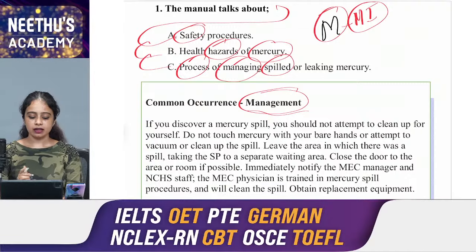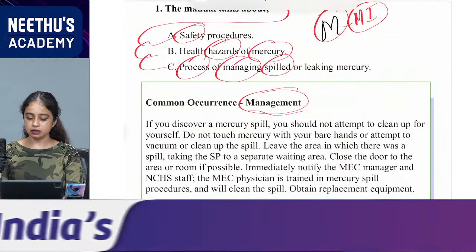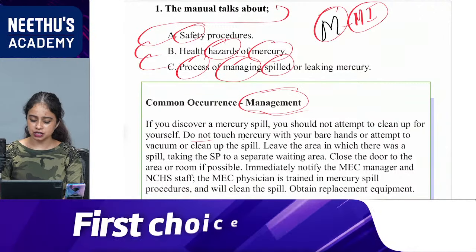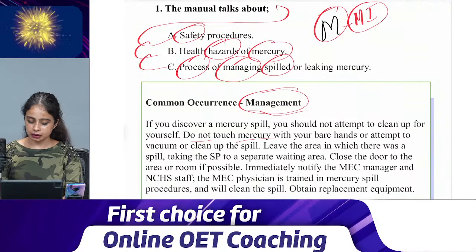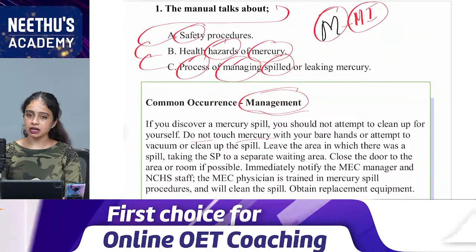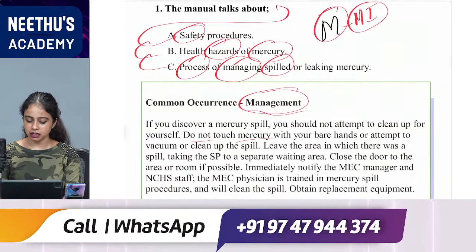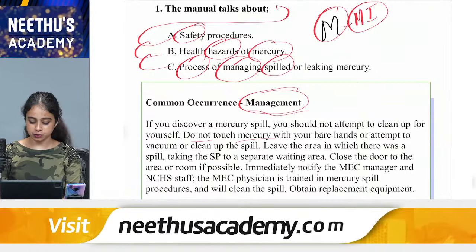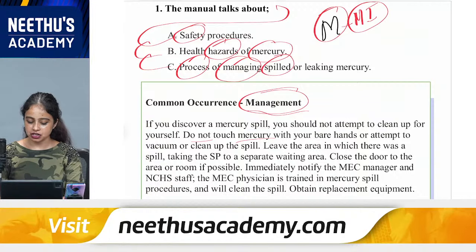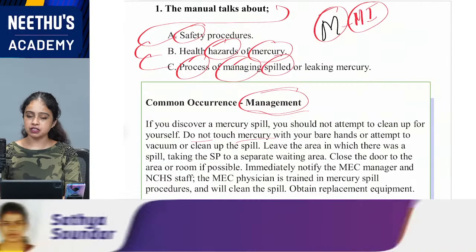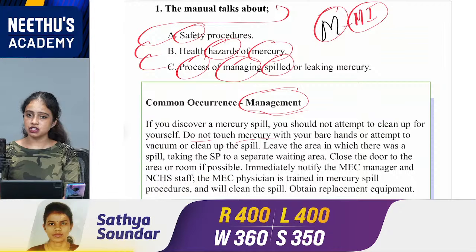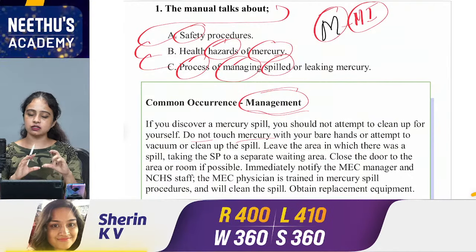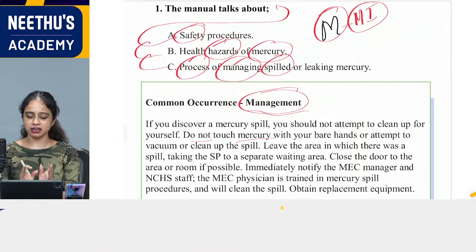Then, if you discover a mercury spill, you should not attempt to clean up yourself. Do not touch mercury with your bare hands or attempt to vacuum or clean up the spill. Leave the area in which there was a spill, taking the staff to a separate waiting area. Close the door to the area or room if possible. Immediately notify the manager and staff. The physician is trained in mercury spill procedures and will clean the spill. Obtain replacement equipment. So such a very small question, very small options and very small paragraph, right?